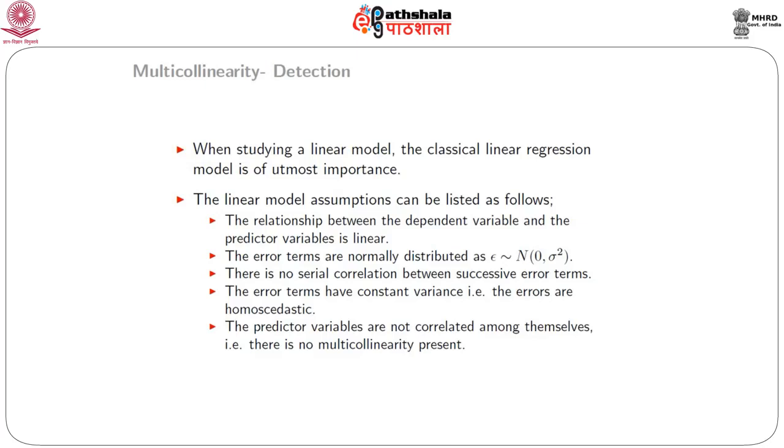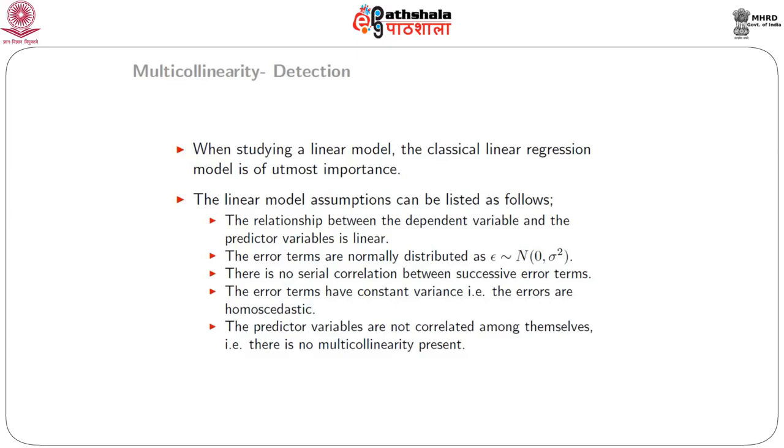Convention also tells us that there are certain model assumptions that we make when we want to use a linear model for fitting data. What are these assumptions? The relationship between the dependent variable and the predictor variable is linear. This is one of the most basic assumptions, and as the name of the model suggests, it is a linear regression model, so the relationship between the dependent variable and independent variable being linear is a very common assumption.